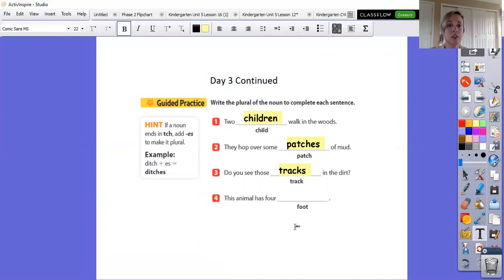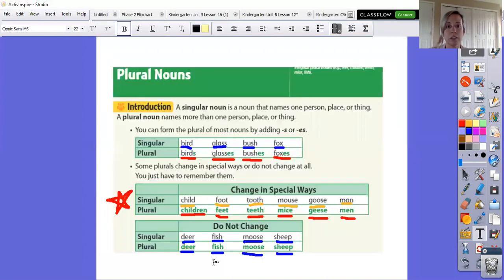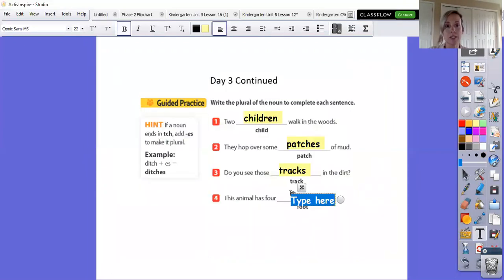And last one, this animal has 4 foot. Do I say this animal has 4 foots? Do I say this animal has 4 footses? No, none of that sounds right. If you forgot, let's look back. Let's see. Oh, foot changes to feet. All right. So in this instance, this animal has 4 feet.